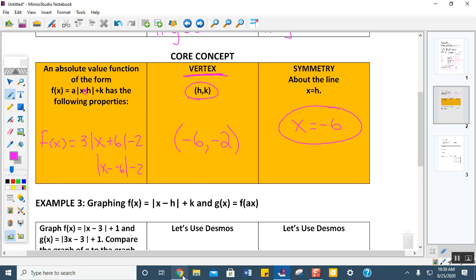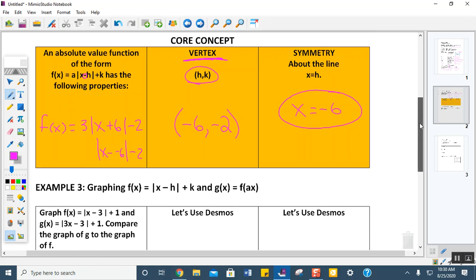All right, let's continue here. Example 3. We're making some good progress right now.